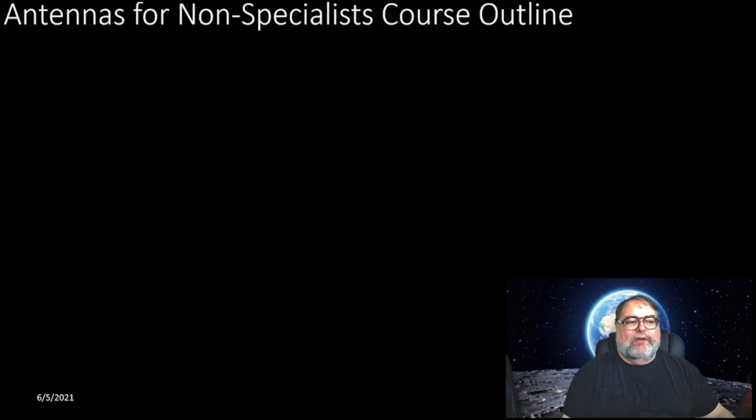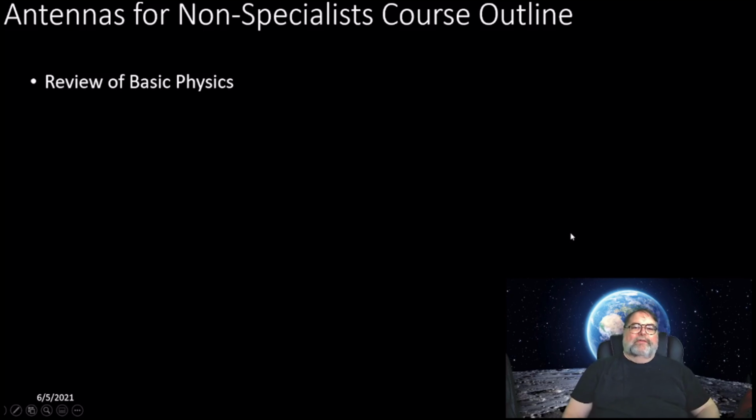So basic outline, we're going to start out with a review of basic physics, the physics that will be relevant for this course. Next, we're going to talk about coordinate systems, which are important in defining how you point an antenna, or how you measure an antenna, or if you want to use an antenna.